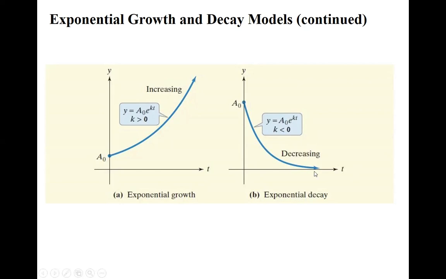And exponential decay is the positive part of a negative exponential function. Why just the positive parts? Because a sub 0, the original amount, happens when t equals 0, and t is our x-axis here. Time is the input.